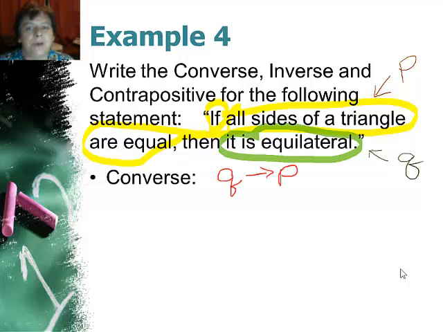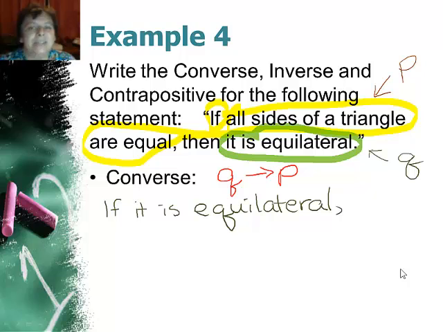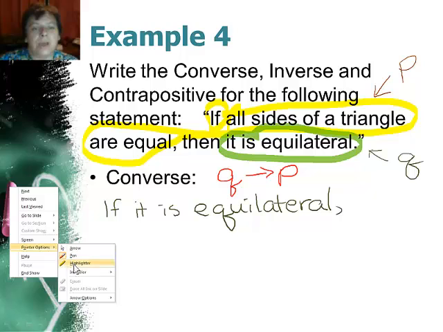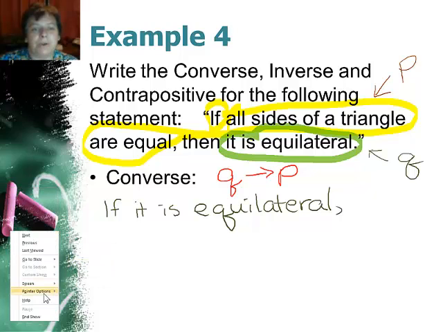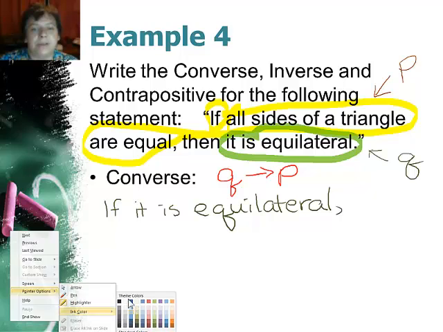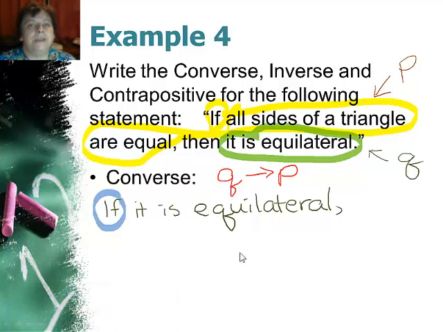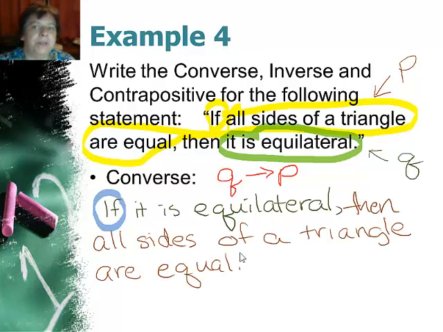The converse we find from our table of definitions is if Q, then P. So what I'm going to do is take the green part and write it first, and instead of having the word then, you notice that I actually have the word if, because I'm switching it. So notice how this says if here now. Then I'm going to take what was originally the hypothesis and put it in the back after then. If it is equilateral, then all sides of a triangle are equal. So it's basically switching positions on the converse.